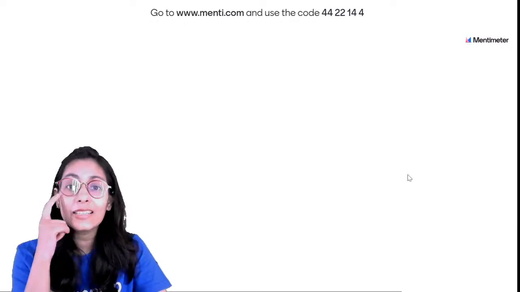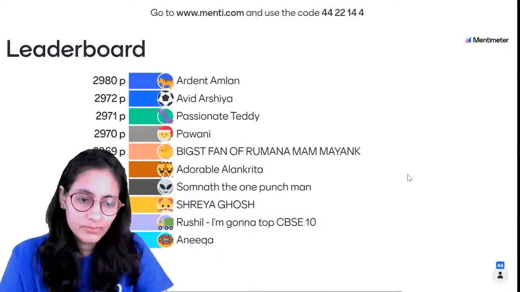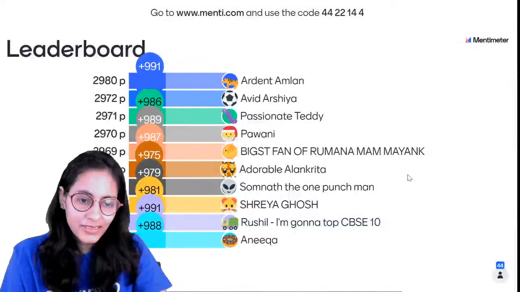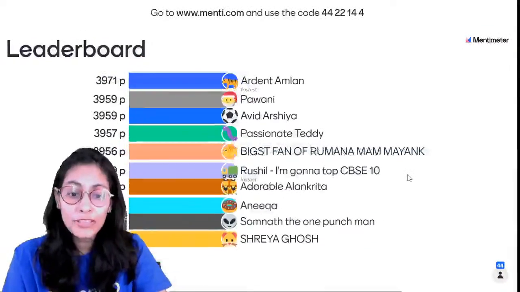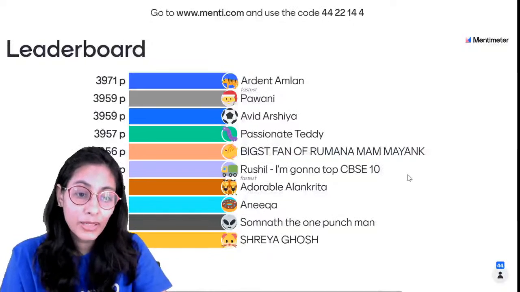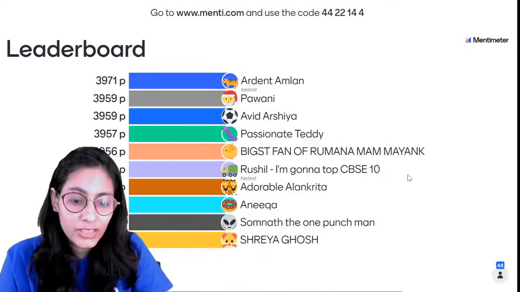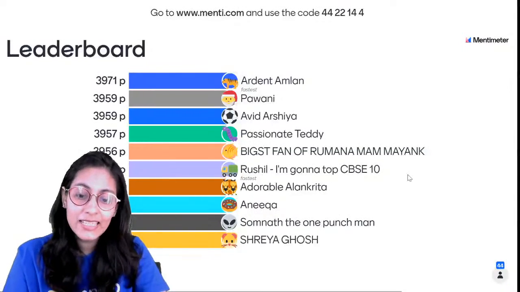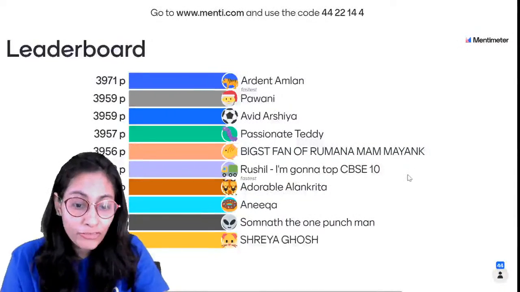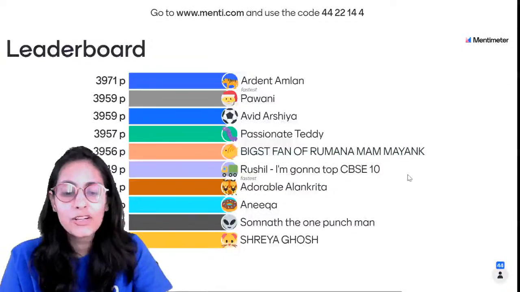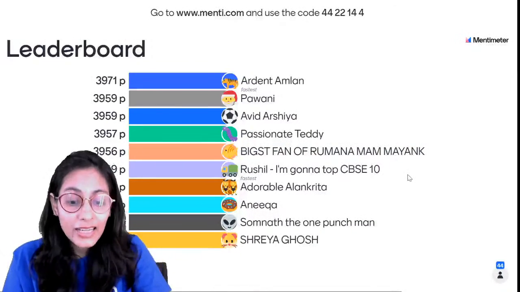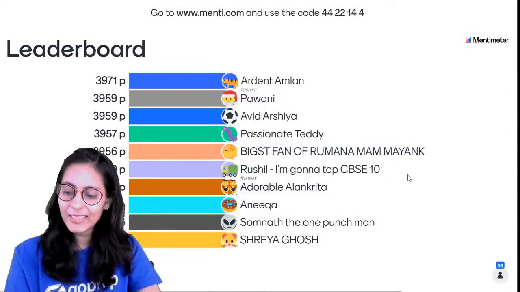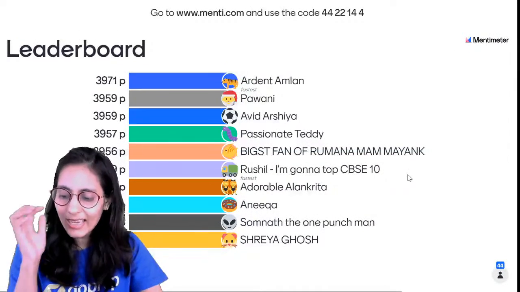Now, let me see the leaderboard then. Has it changed any bit? I have Ardent Amlan at the top still, and Pavani has taken the lead. Okay, Pavani was quite determined, I could see. And Avid Arshia, third position. Passionate Teddy and Mayank is there at the fifth position. Rushil is also there. Adorable Alankrita is there. Anika is there. Somnath and Shreya Ghosh. Okay, great. All right, let's proceed then.